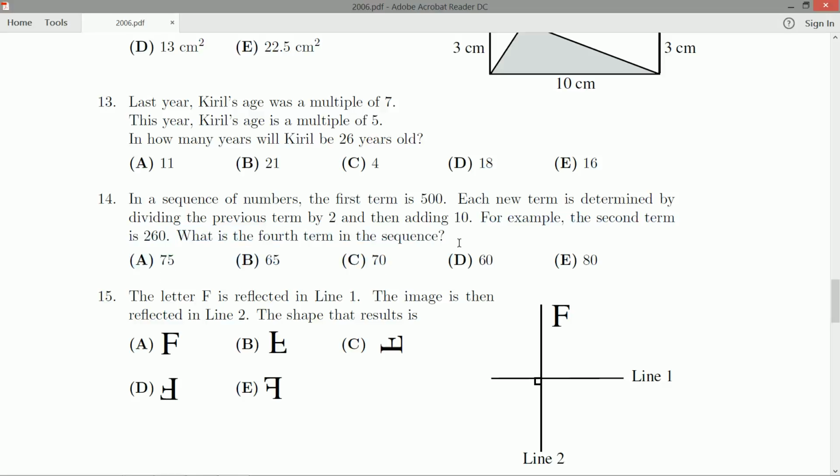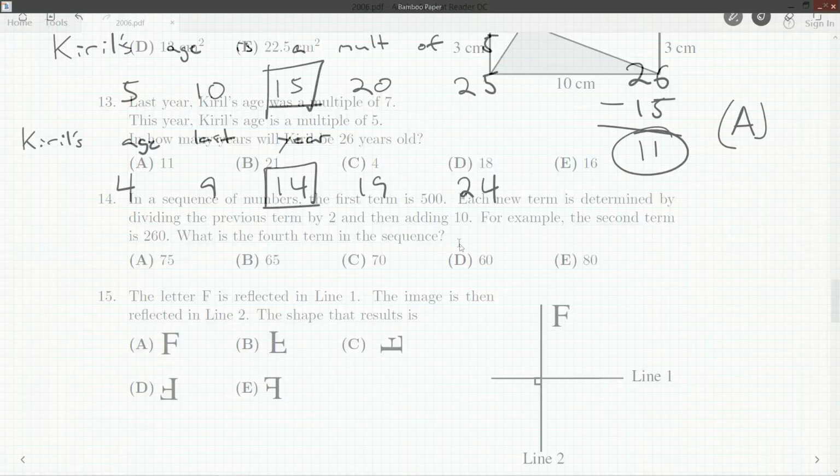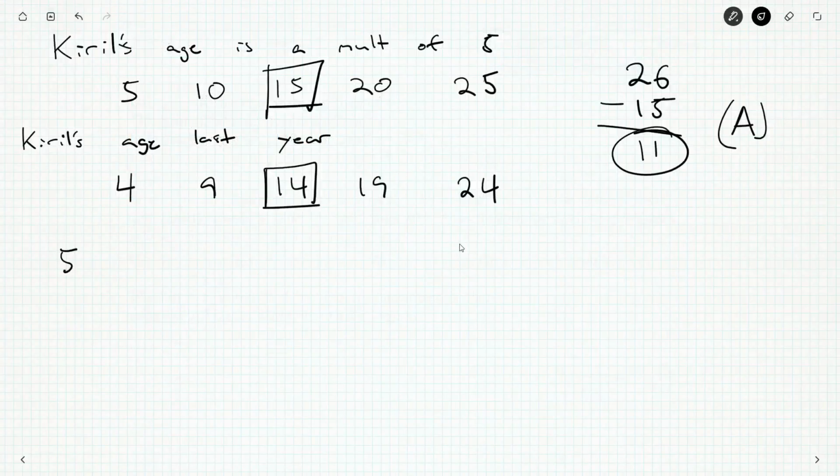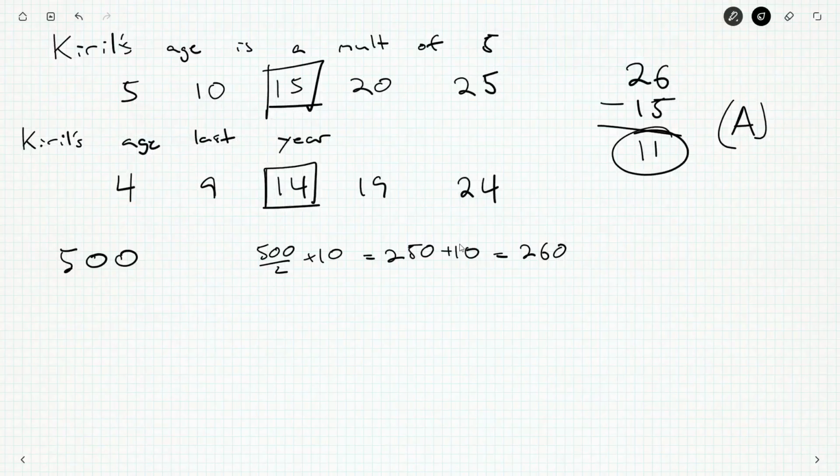Okay. So this is a sort of, can we follow the rules? And you know whether or not you're following the rules if you can go from 500 to 260 successfully. So we do 500 divided by 2 plus 10. Well, that's 250. If you need to, grab a calculator. Plus 10, 260. So 260 is the next term in my sequence.